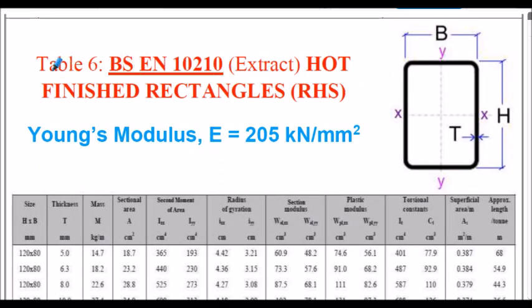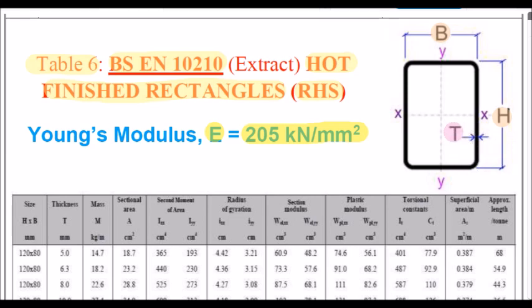Also, here's an extract from table 6 of our notes related to a British standard associated with hot finish rectangular hollow sections, RHS sections, and we're also given the Young's modulus for this particular steel again. Note the nomenclature used: B is the width and H in this case is the height. Often we use D for height within our calculations. And capital T here is the wall thickness of the RHS section.